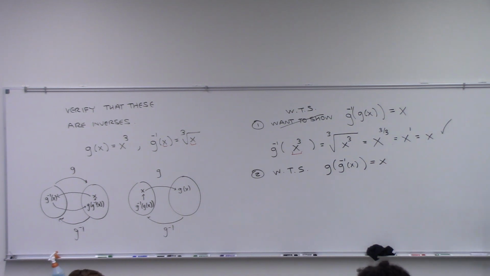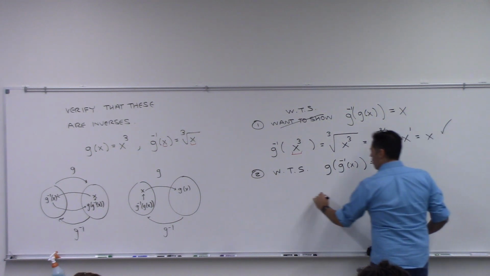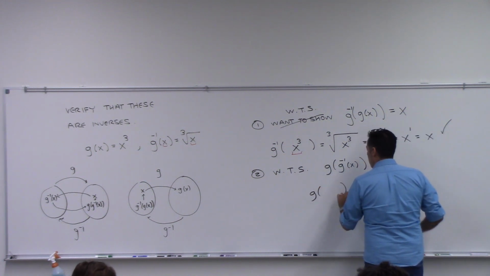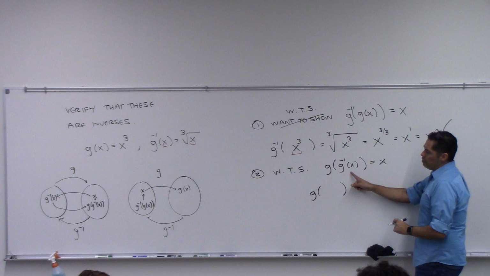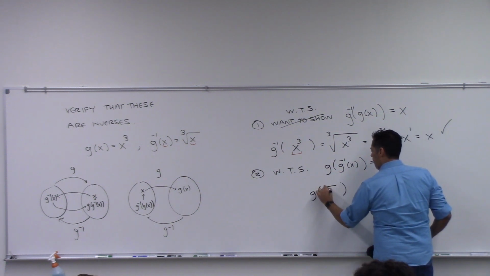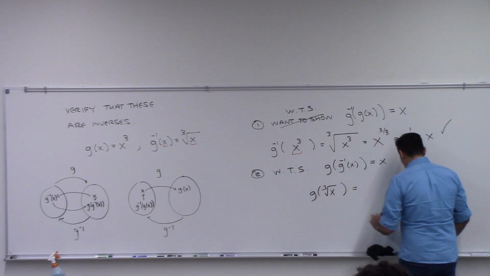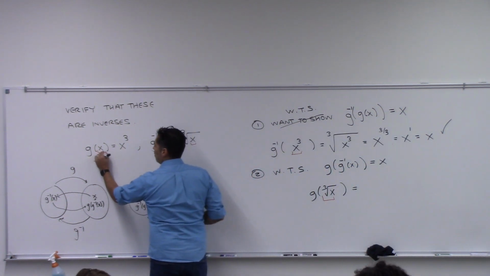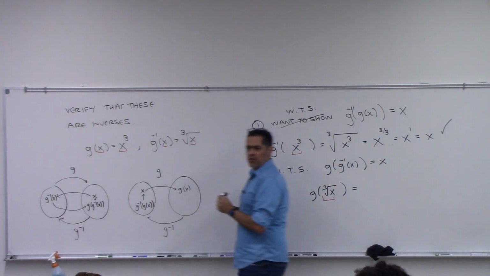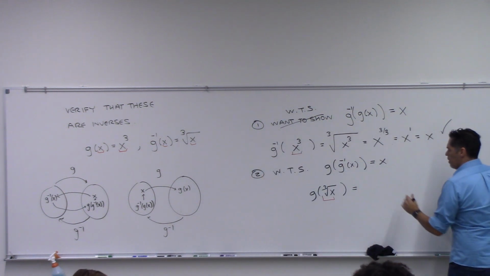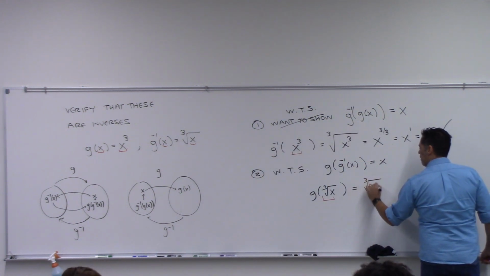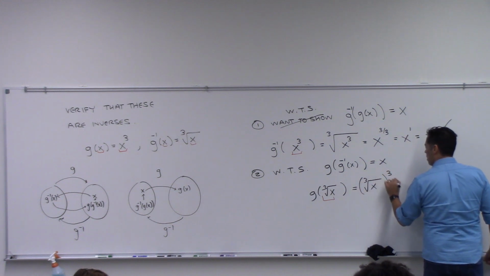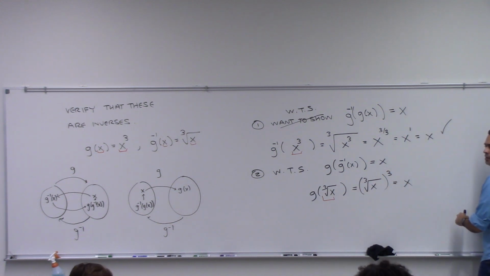So I'm kind of reversing the order of things. I take g and inside of it goes the cube root of x. And now what does g do to this? If I take that and plug it in for this x, I'm supposed to cube it, right? So if you take the cube root of x and you cube it, you just get x, which is true.